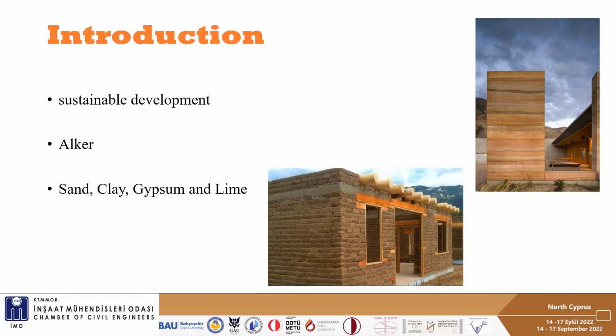In introduction, we can say that earthen construction is getting more popular in recent years due to the fact that it has the ability to provide sustainable and environmentally friendly buildings. Also, one of the key elements of earthen construction is the adobe, which consists of sand and clay mixture with a specific proportion of gypsum and lime.